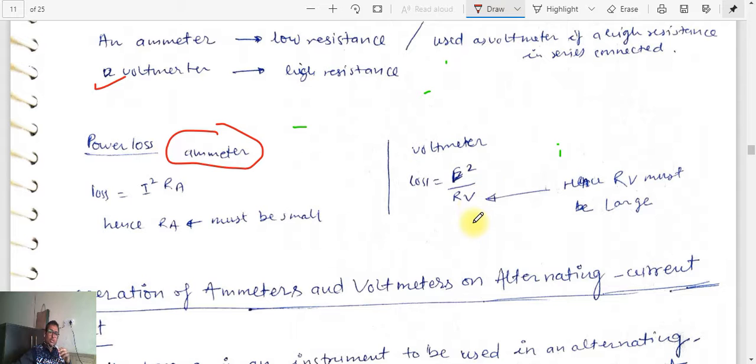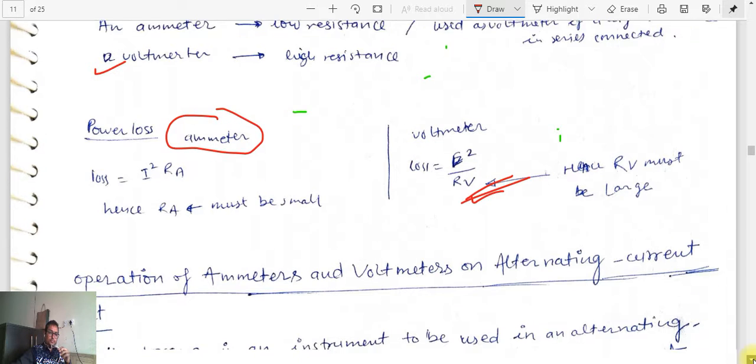And for the voltmeter also, the loss is equal to V square divided by RV. What is RV? It stands for the resistance of the voltmeter. It should be high, and then V square divided by RV will be less. So the loss will be reduced.